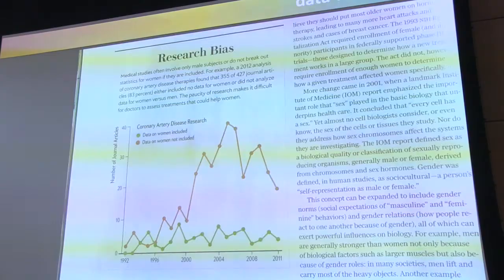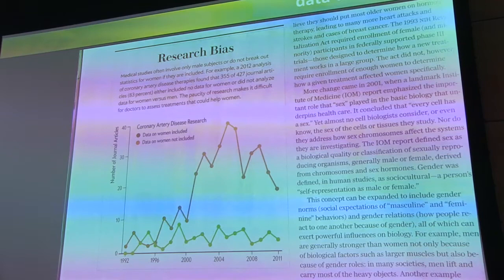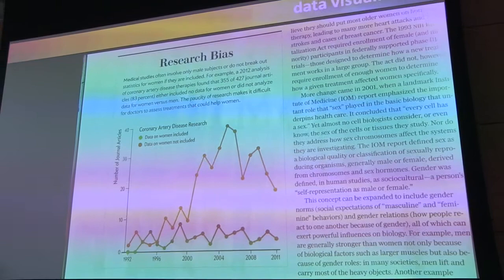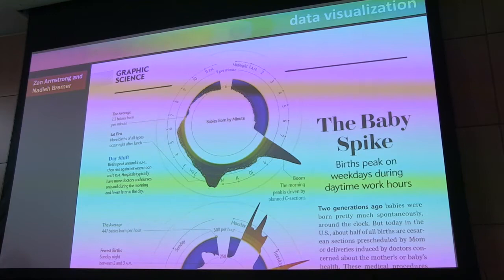Data visualization pushes things even further towards the abstract. Values are represented in forms ranging from straightforward and familiar line charts like this, to more novel and bespoke forms like this chart set on birth times by Zan Armstrong and Nadi Bremer.